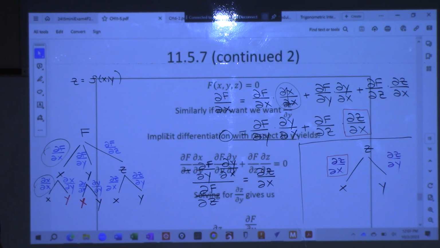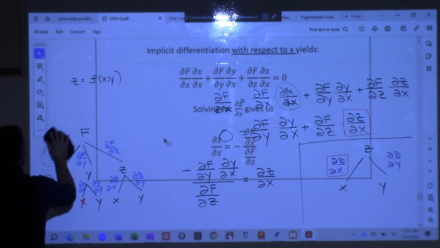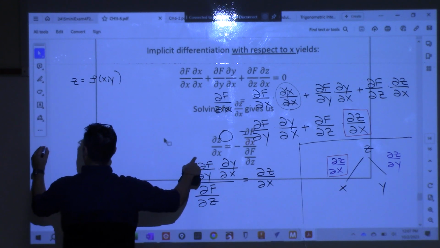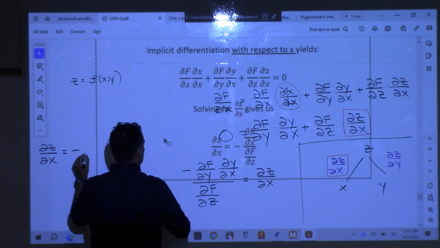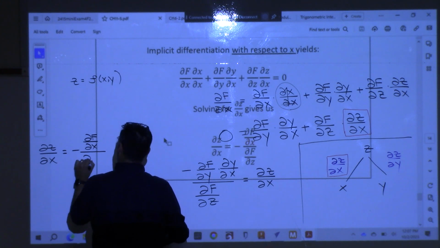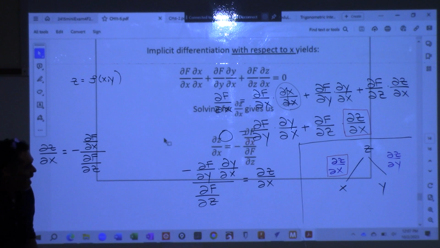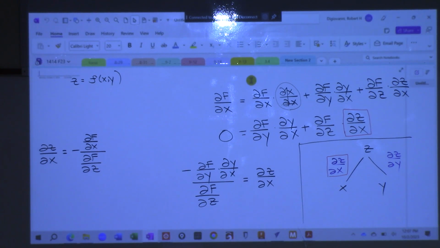Where is it? Okay. This right here. I'm going to write the formula right here, and then I want to see if we can get to it. So the partial z with respect to x equals negative partial f with respect to x over partial capital F with respect to z. Is that what we have? Let me get this out of here now. Is that what we have? Yeah. How? You got to convince me.